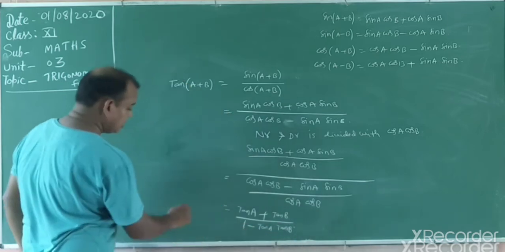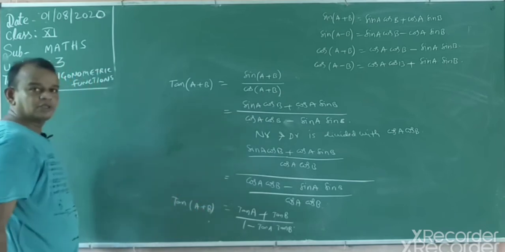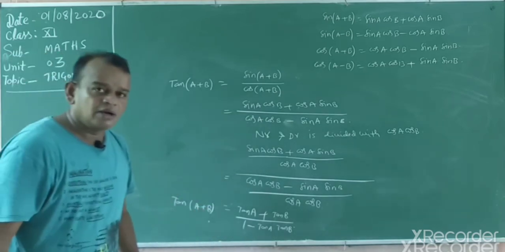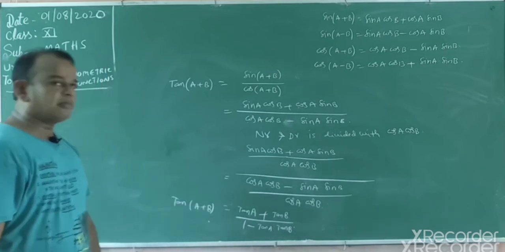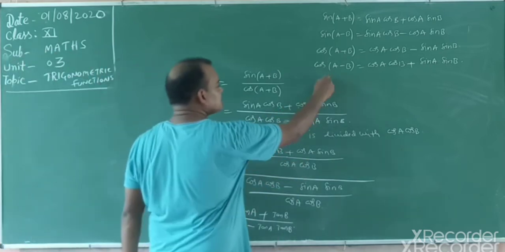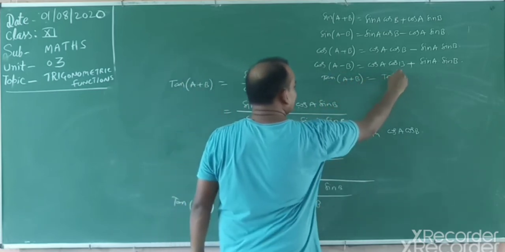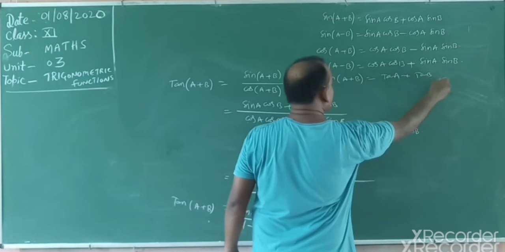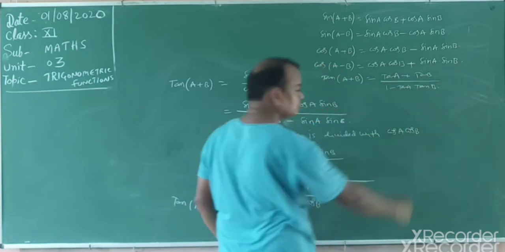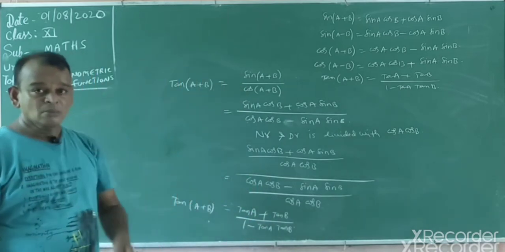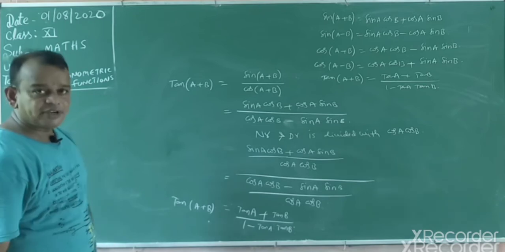What is the formula of this one? Tan of A plus B formula: tan of A plus B is equal to tan A plus tan B by 1 minus tan A tan B. Now another formula is added. Tan of A plus B is equal to tan A plus tan B by 1 minus tan A tan B. Understood? Simple.